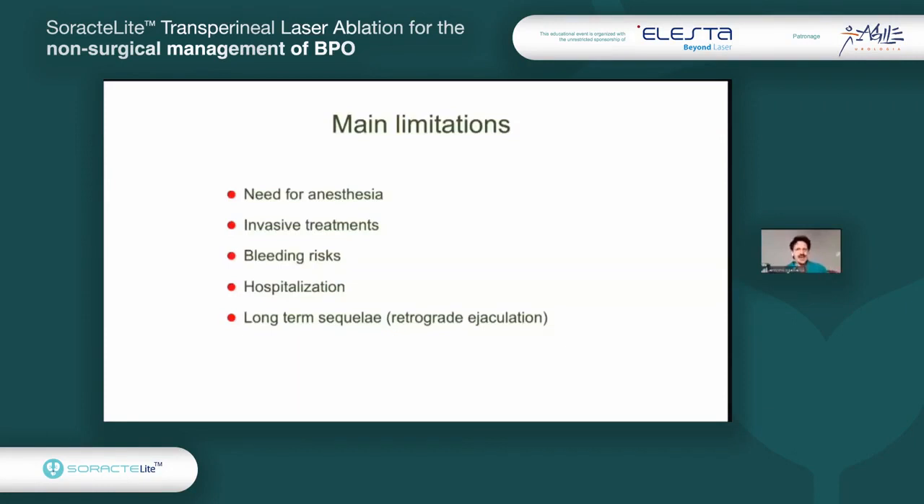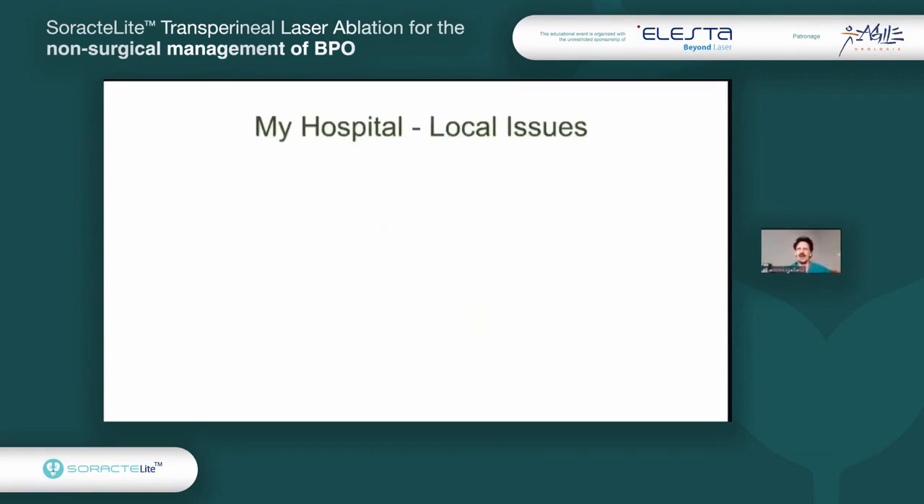I want to show you the main limitation of this treatment, and you already talked about it. They need anesthesia, they are invasive treatments, they have bleeding risks, and they need hospitalization, and they have retrograde ejaculation as long-term sequelae.